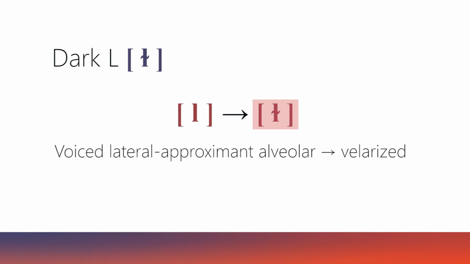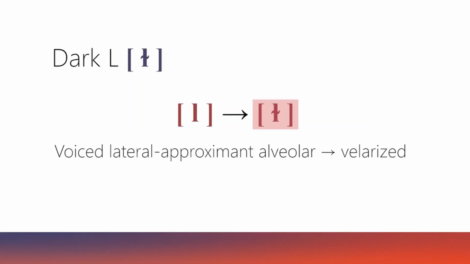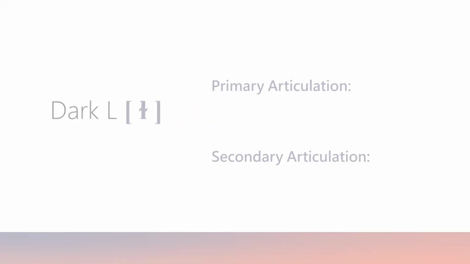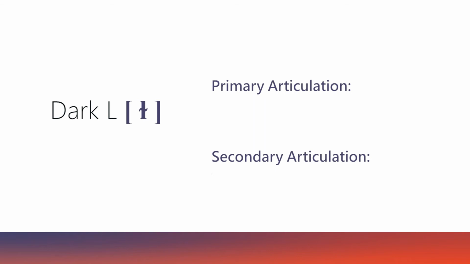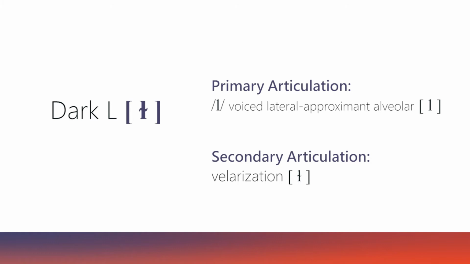And in order to show that the L is a dark L, we use a diacritic. We use a secondary symbol on top of the primary symbol. So here the primary symbol is L. The secondary symbol is this tilde that goes through it. I said secondary articulation is a kind of co-articulation. 2 points of articulation are involved: the voiced lateral approximant alveolar, that involves velarization, which is a secondary articulation. This occurs by the back of the tongue approaching the velum. Velarization occurs here as a secondary feature to the articulation of the voiced lateral approximant alveolar L, turning it into a dark L.